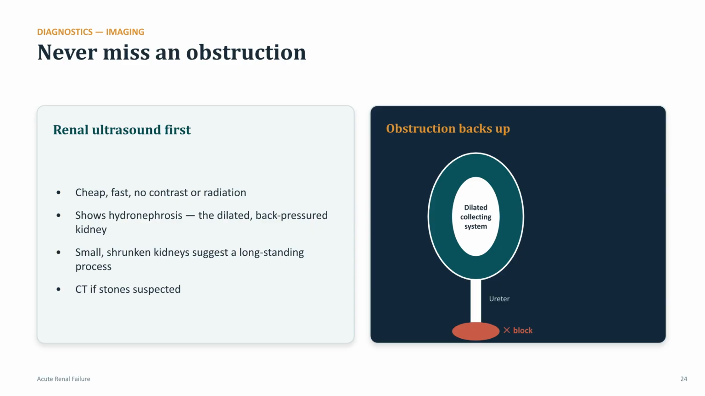Imaging is crucial to rule out reversible obstructions. A renal ultrasound is the primary choice, as it is non-invasive, quick, and radiation-free. It can easily reveal hydronephrosis, the dilation of the collecting system, which suggests a blockage. If stones are suspected, a non-contrast CT scan is the next diagnostic step.